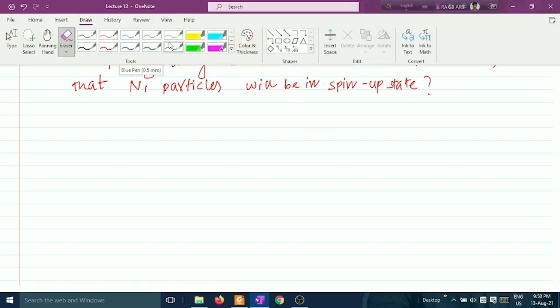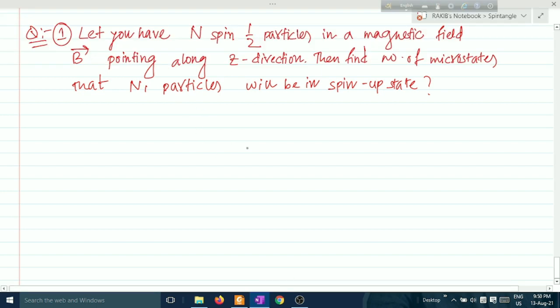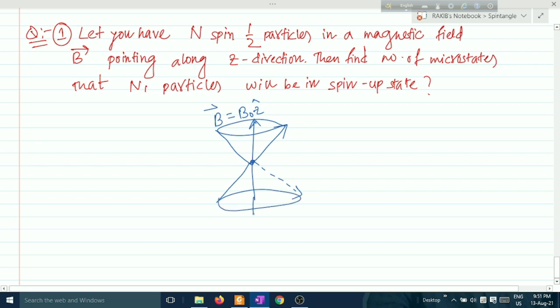So what you have to do is give a magnetic field towards Z direction. Say this is B vector equals B0 Z cap. This is the magnetic field, only one component that is along Z direction. There, some particles will be in this direction, and there will be another orientation. This is the orientation of spin plus half, and this is the orientation of spin minus half.